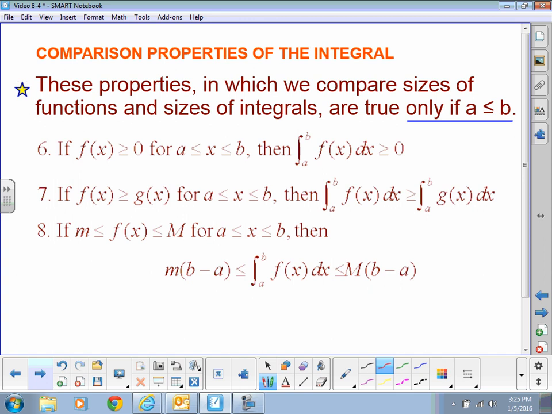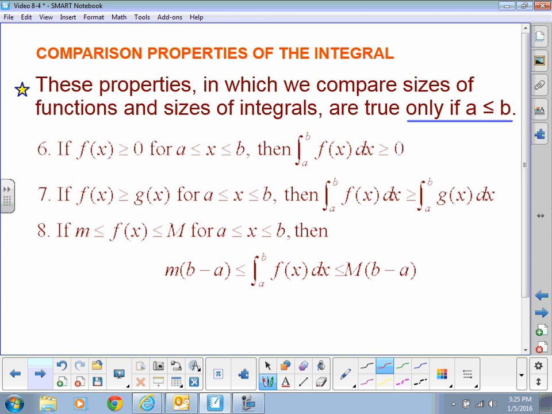Number 7 is saying if the graph of f of x is always a higher y value than the graph of g of x, then the integral of f of x is bigger than the integral of g of x. So that's saying the area under f of x should be larger than the area under g of x. Well, if the graph of f of x is always going to be higher, then that makes sense. The area between that graph and the x-axis should be larger.